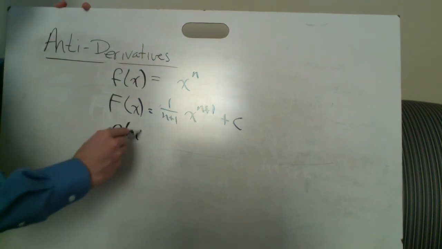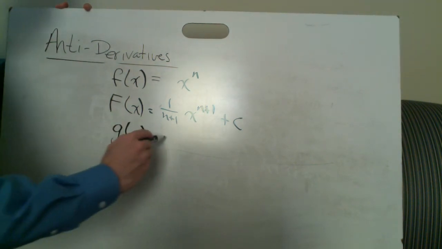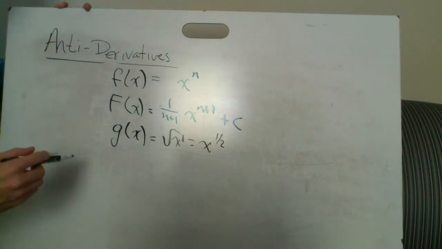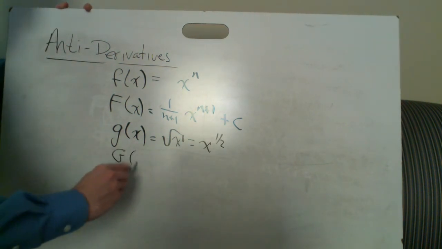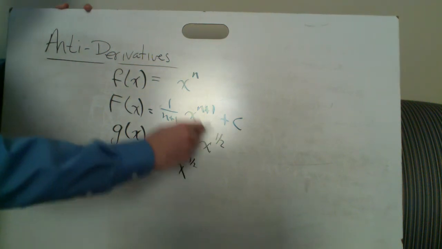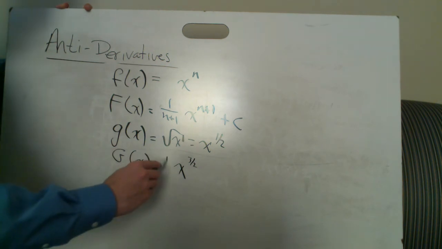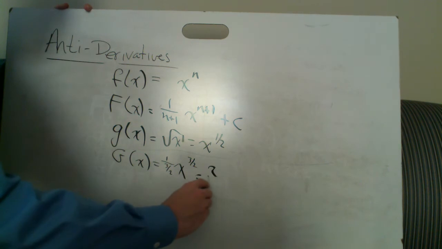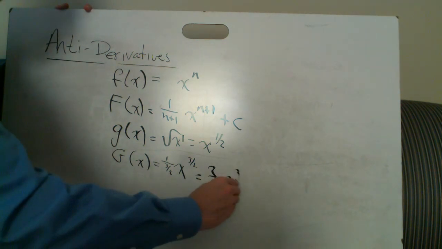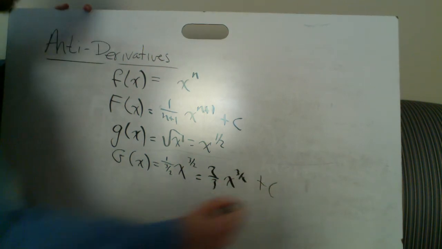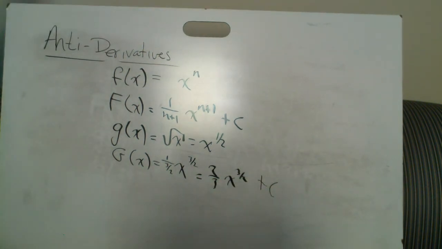For instance, if you had something like g of x, which is equal to the square root of x, we could say that's x to the 1/2. And then from there, we can say that the antiderivative of g has to be x to the 3/2, because we add 1 to the power. And then we put 1 over that new power, 1 over 3/2, which is the same as saying 2/3 x to the 3/2. Of course, we'd then need our plus c at the end, because remember we have infinitely many antiderivatives here, not just one.